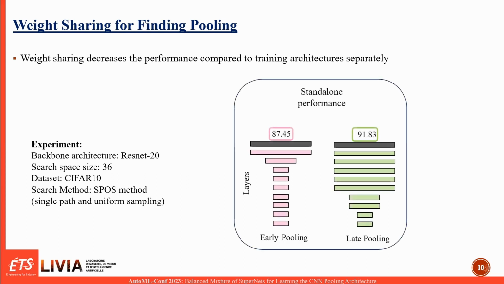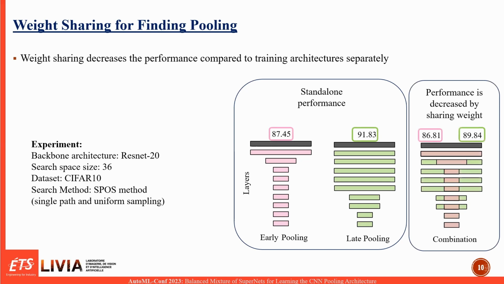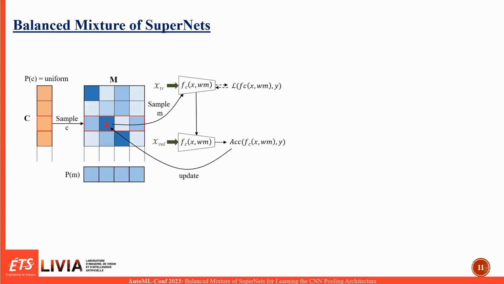For two architectures in this search space, we test both the standalone accuracy and accuracy using weight-sharing. And unsurprisingly, we see that the weight-sharing reduces the accuracy of both, confirming that less weight-sharing can be beneficial. With this in mind, we propose a new method, balanced mixture of Supernets, to reduce the weight-sharing automatically.